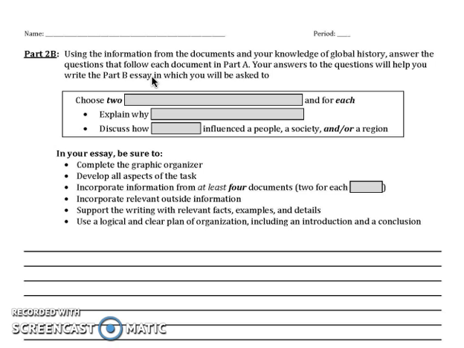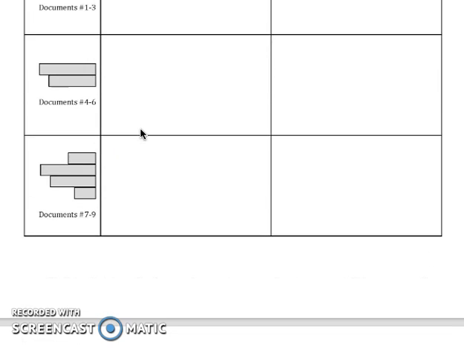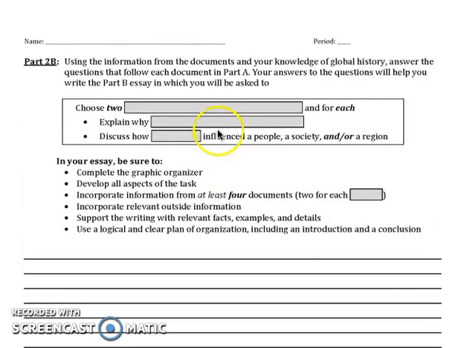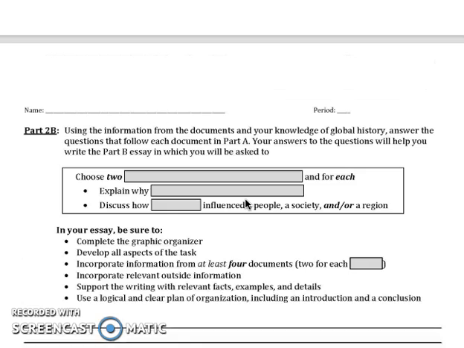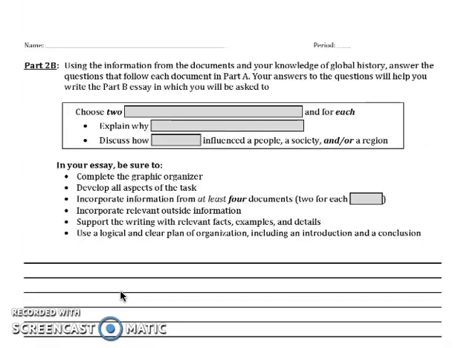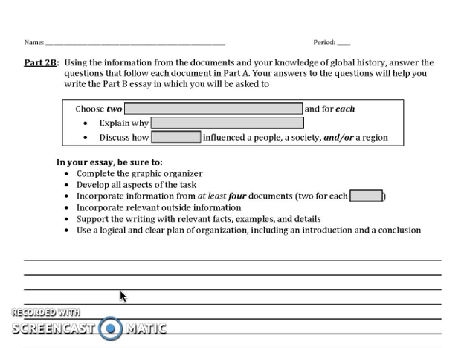It should be an essay, a short essay. You have a limited amount of time. So you're going to choose 2 of something and then explain why and discuss how. This goes back to here. In your essay, you needed to complete the graphic organizer. You need to answer these questions. Use information from 4 of the documents. You do not need to use information from all 9. And you're going to include any outside information and then use facts, examples, and details.